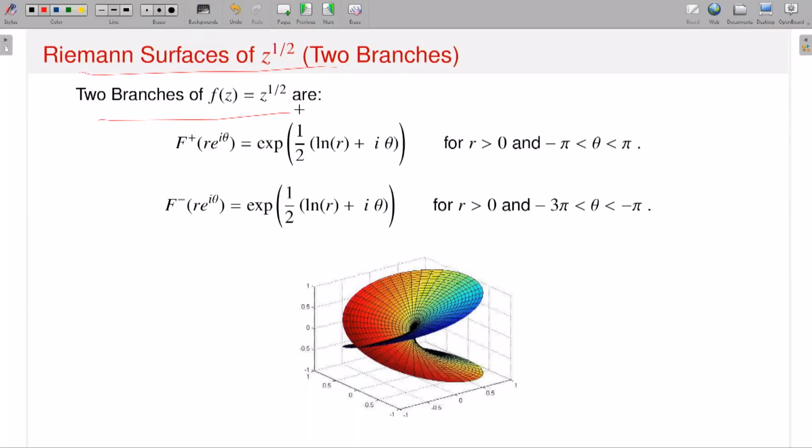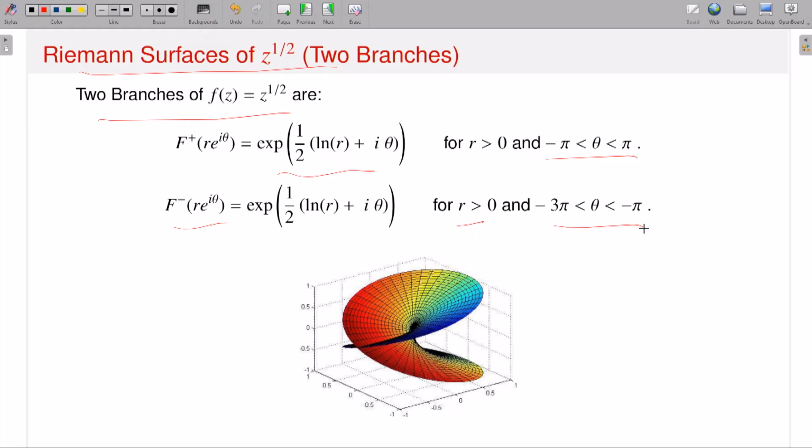Now z to the p by q will have finitely many values. Now z to the half will have two branches. So I have written two branches, f(z) equal to z to the half, which is exponential of half of ln r plus i theta, where theta runs from minus pi to pi, and this is the f minus, another branch. You will have exponential of half of ln r plus i theta, r is positive, and theta runs from minus 3 pi to minus pi.